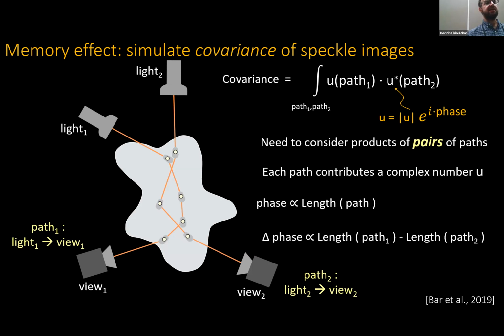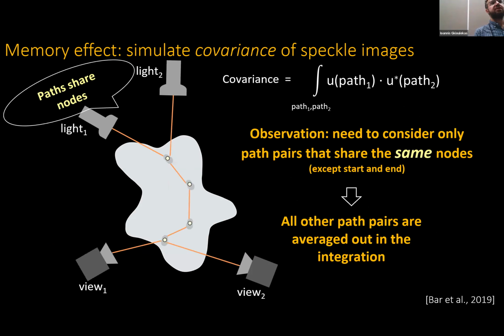So what does this say? It says that instead of considering arbitrary pairs of paths, I can consider only paths that share all of the nodes in between, except for the ones that correspond to the light source and the sensor that they start from, okay? So what this gives me is an algorithm that is very similar to the one I would have used for standard volume rendering, for standard rendering of geometric optics through this volume, but now to simulate not intensity, but covariance of speckle images.